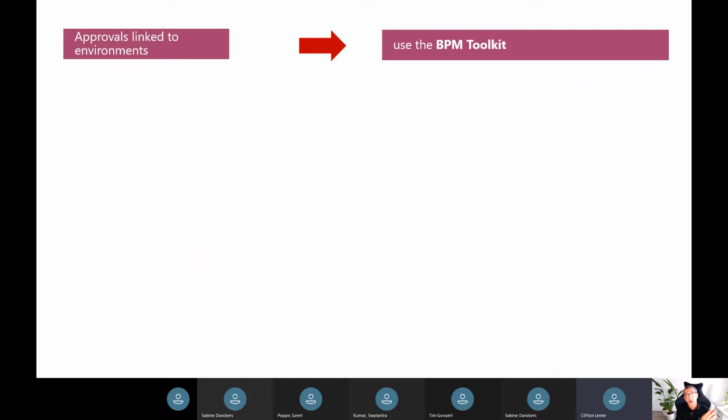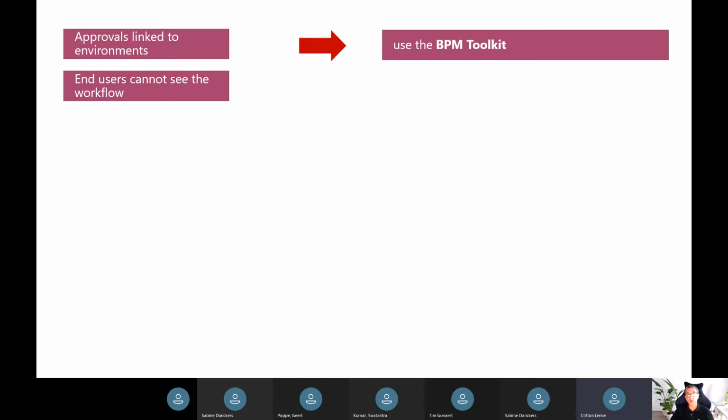Also, approvals in the Power Platform are linked to environment. So you might have several applications. You might have to get approval from several applications. If these applications are in different environments, you have to switch to different environments to get your approval. So what we want is to have one place where we have all the approvals. So that's what I've done in the BPM Toolkit.